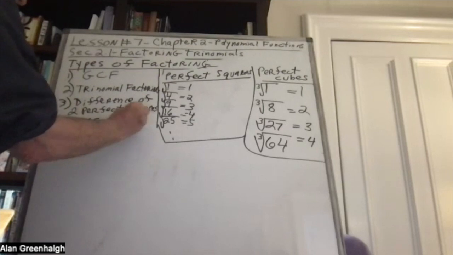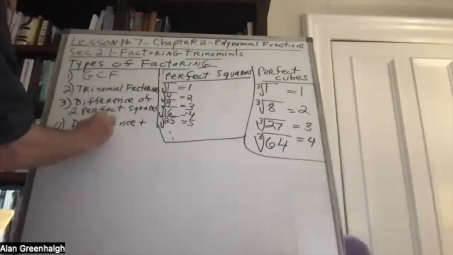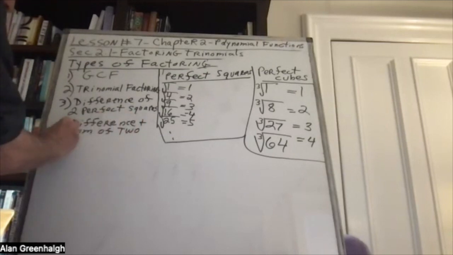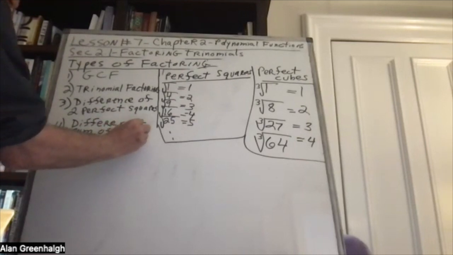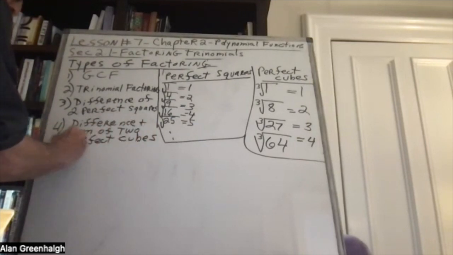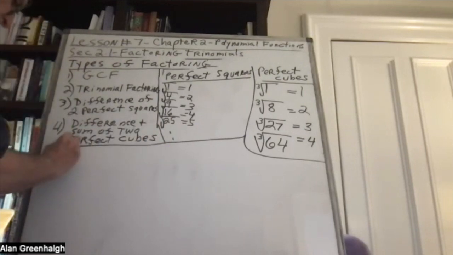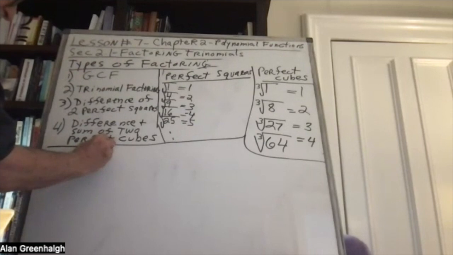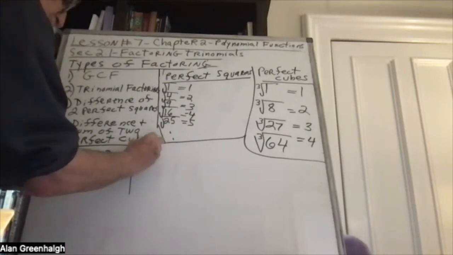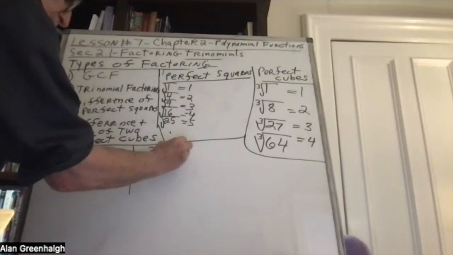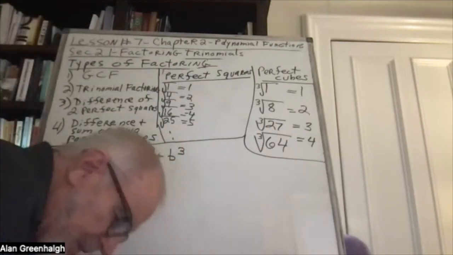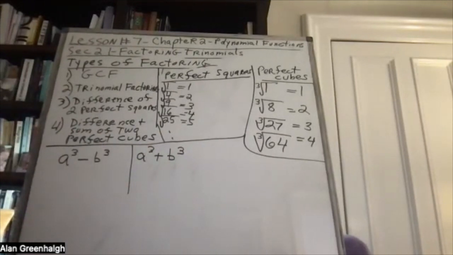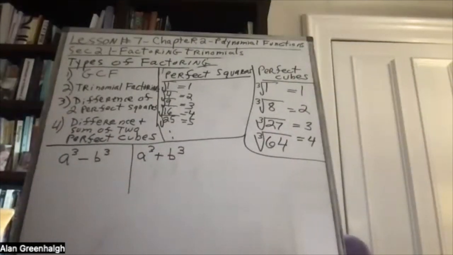Difference. And actually the sum of two perfect cubes. For example, a to the third minus b to the third, or a to the third plus b to the third. Now these are two formulas. And I'm going to give you the two formulas.